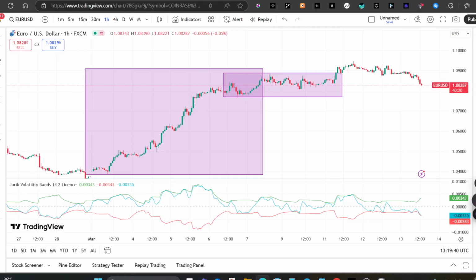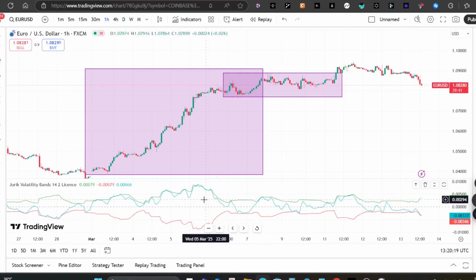Now, let us talk about how to interpret Jurik Volatility Bands and what they are actually telling us about the market. Here's the key. The bands expand and contract based on volatility shifts. Okay, so when the bands widen, it indicates that market volatility is increasing, which can signal a potential breakout or a larger price movement. Then when the bands contract, it means volatility is decreasing, often signaling that the market is in a consolidation phase, or preparing for a breakout.